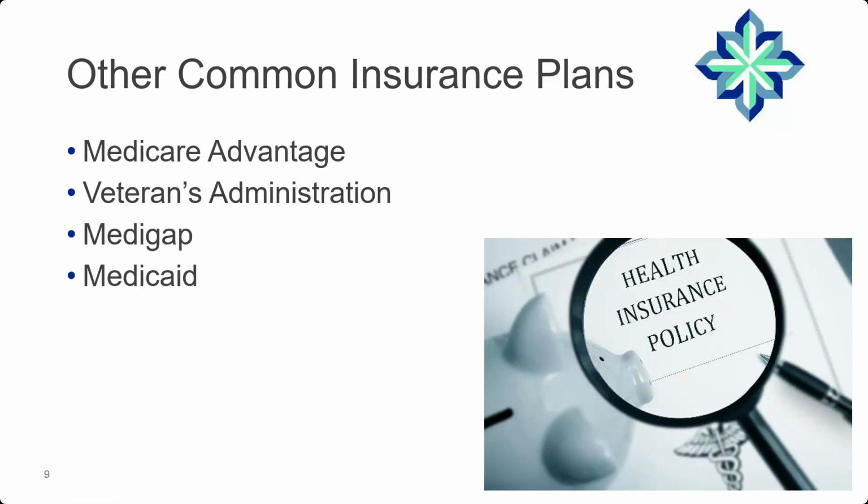And finally, we have Medicaid. Medicaid is a little different because it is run by both federal and state agencies. While the federal government has general rules that all Medicaid programs must follow, each state runs its own program. What this means is that eligibility requirements and benefits can vary depending on the state issuing the plan. Medicaid policies will always be supplemental to Medicare.